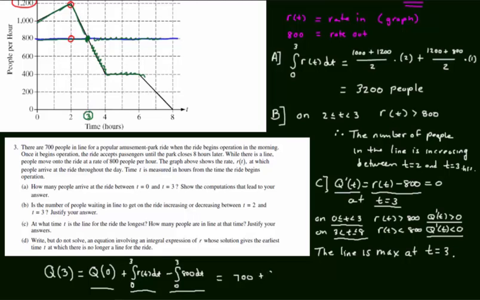and then I have to take the integral from 0 to 3 of r of t dt. That will be done on my calculator. I don't necessarily need a calculator here. This is going to be 800 times 3. And then this will give us 1,500 people are on the line at time 3.